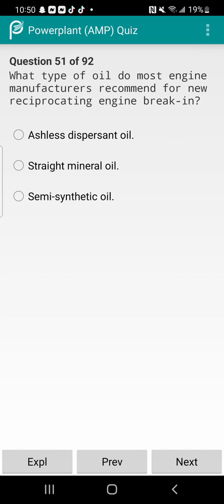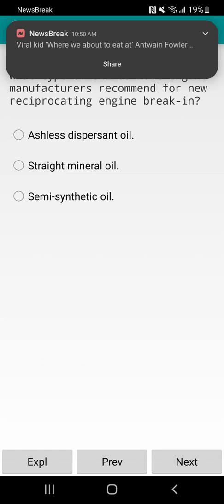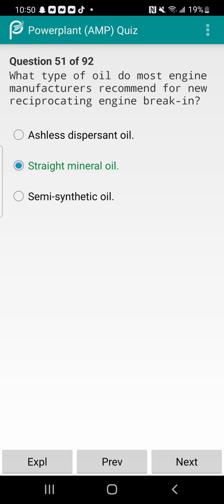What type of oil do most engine manufacturers recommend for new reciprocating engine break-in? Straight mineral oil.